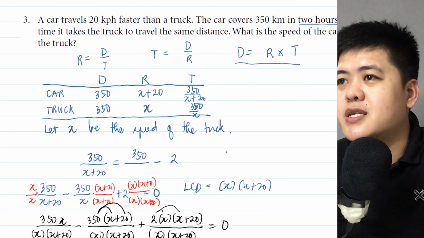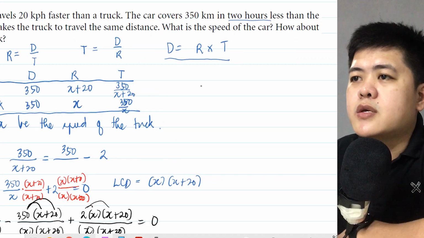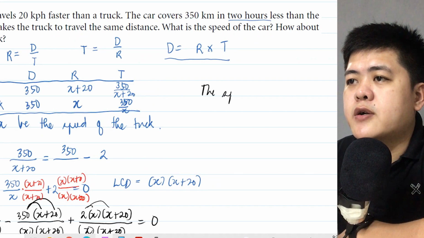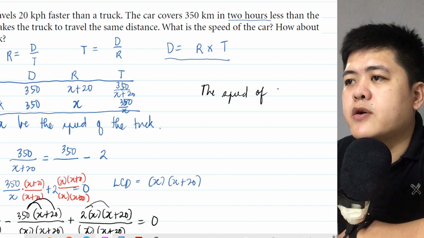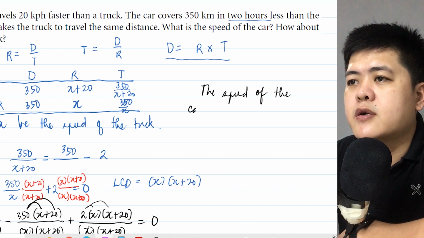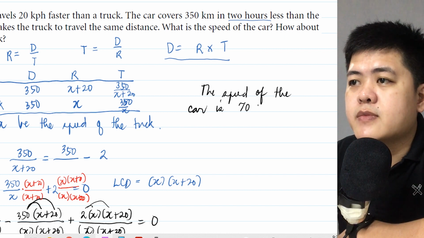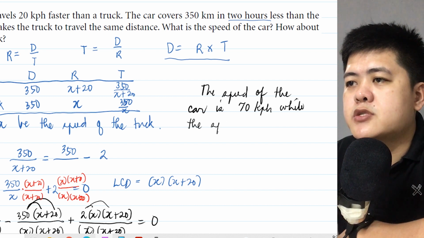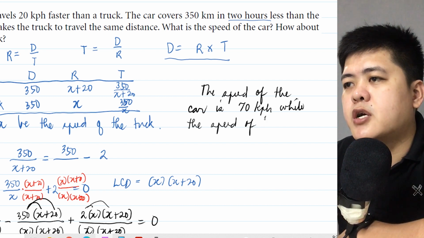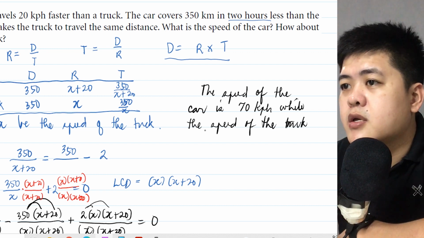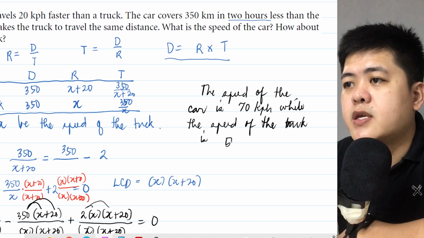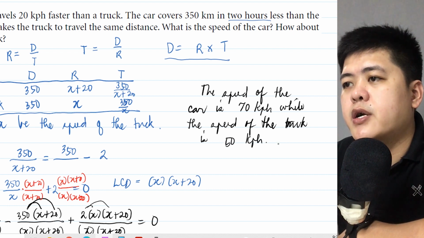So the question here is, what is the speed of the car? So thus the speed of the car is 50 plus 20, that's 70 kilometers per hour, while the speed of the truck is 50 kilometers per hour.